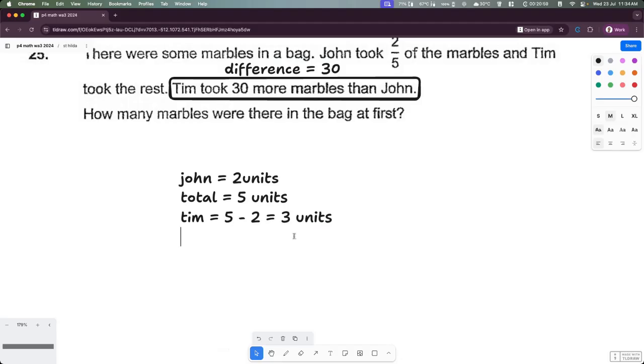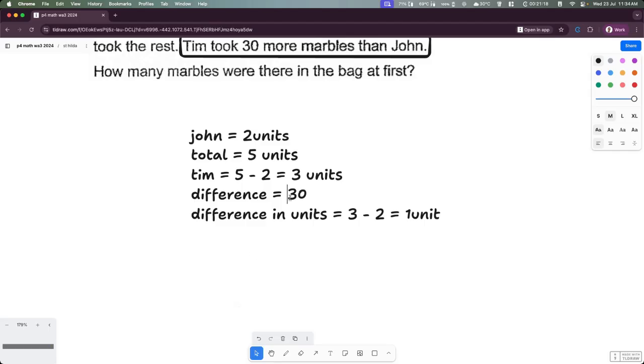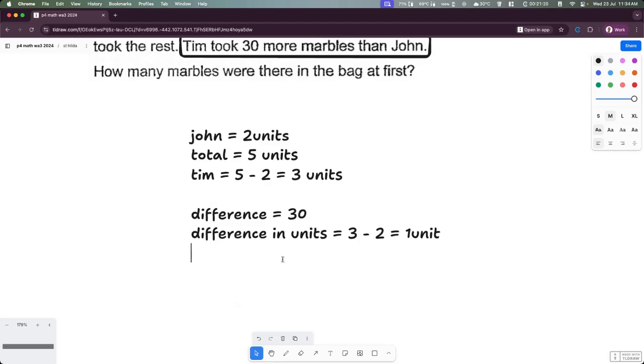So that means if the difference is 30, and the difference between John and Tim in units is 3 minus 2, equal to 1 unit. All right, so 1 unit. Since the difference is 30 and the difference in units is 1 unit, that means 1 unit is equal to 30.